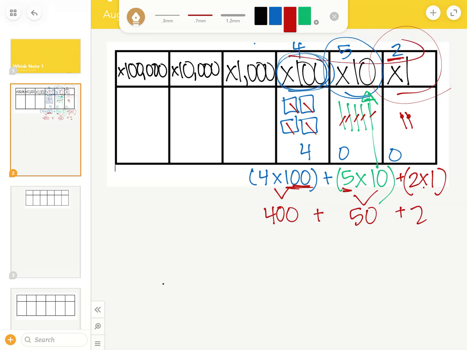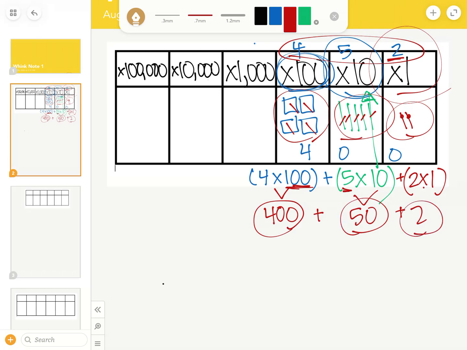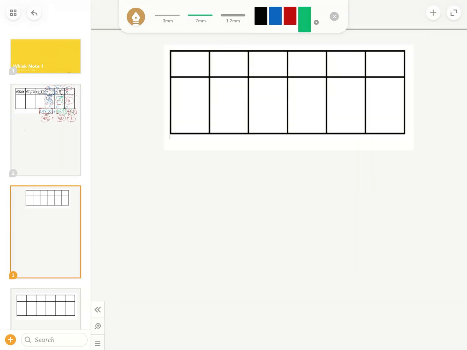So 452 is the same thing as 452. Now the little bit harder part is the expanded notation. 4 times 100 plus 5 times 10 plus 2 times 1. Again, these labels I just got by whichever house the number is in. Alright, we're going to try another one.